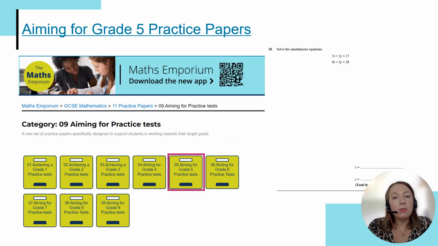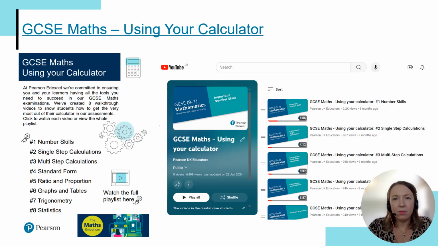Then we've got aiming for grade 5 practice papers. These are questions that grade 5 students have been successful on in the series, so just be mindful. These will include obviously a lot of the crossover questions, so just be mindful of that if you're also using the crossover papers. Of course, to be successful at higher tier grade 5, students have got to be really confident with their calculator skills. So just a reminder that we've got a YouTube playlist to support that.